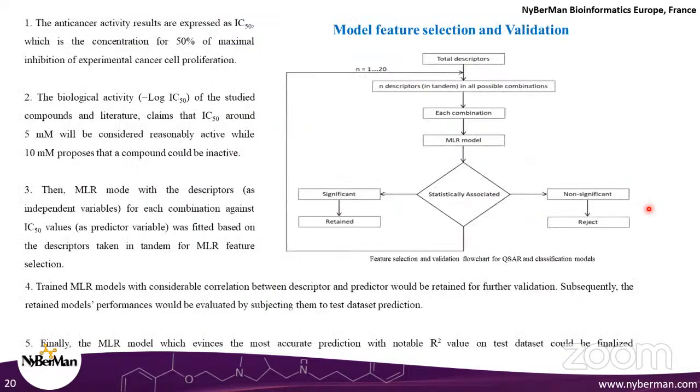Again, model or feature selection and validation is a huge process. If I have an anti-cancer compound, the IC50 is the concentration for 50% of the maximal inhibition of experimental cancer proliferation, so the biological activity can be assessed, as I said a few minutes back. In the case of linear regression, we have to design the model and validate the model. Each and every descriptor has to be validated statistically. Designing the descriptor determines the quality of your model. Then we can tell whether the model is well predicted by its R-square value, the correlation coefficient.